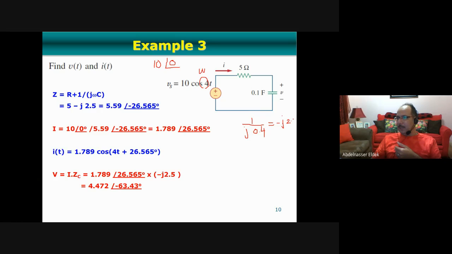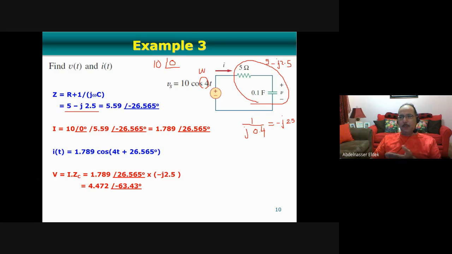You can write it like this. That's not a big deal. So 1 over 0.4 is 2.5, and 1 over j is negative j. If you move j from the bottom to the top, you just add a negative sign. In this case, these two are in series, so they will be 5 minus j 2.5. This is what we have here.